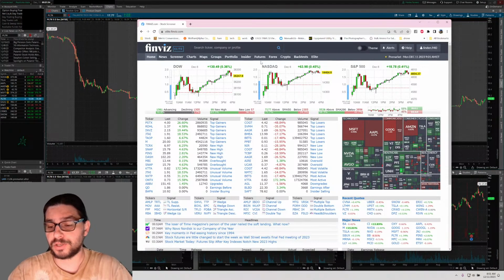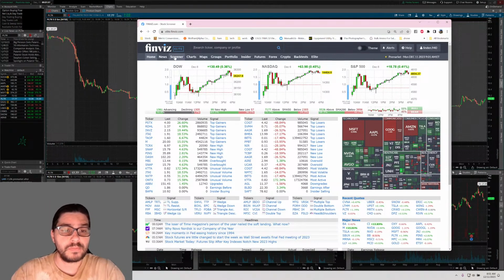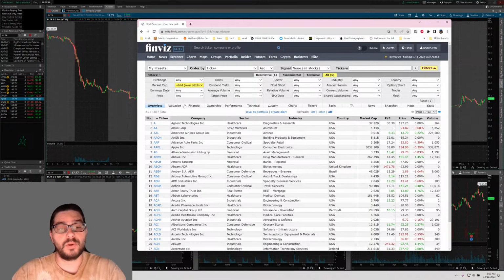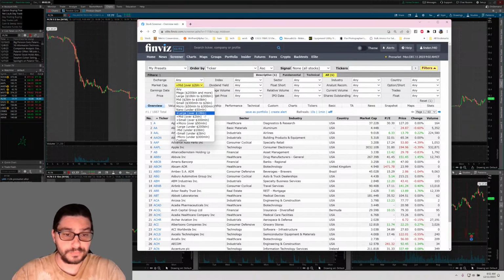So let's talk about some of my settings that I'm running right now. We're going to go ahead and click on Screener, Market Cap, and we're going to look for anything that is mid or larger. So mid plus. That's what I want. That's going to filter out a lot of the small caps, which I really don't want to deal with. So it's going to be companies that are 2 billion or larger. I may even just say large plus.